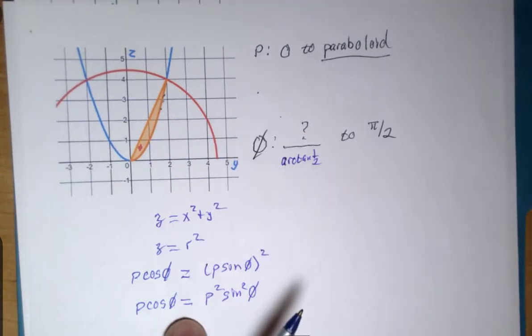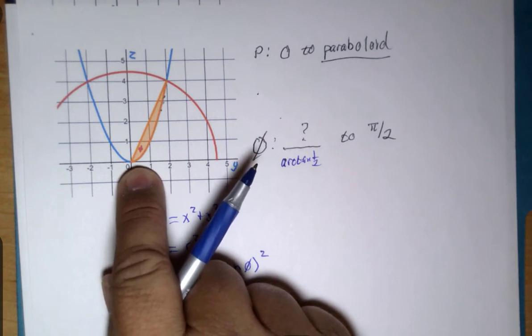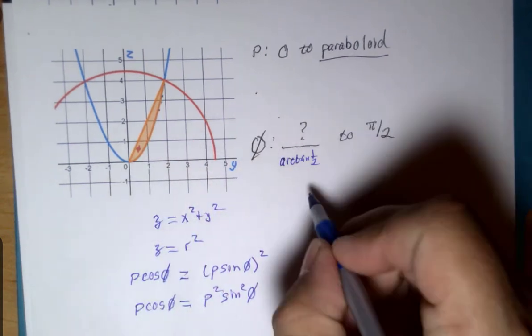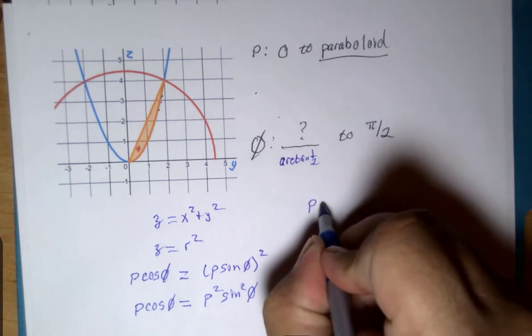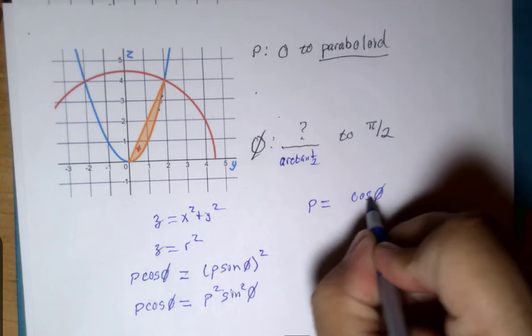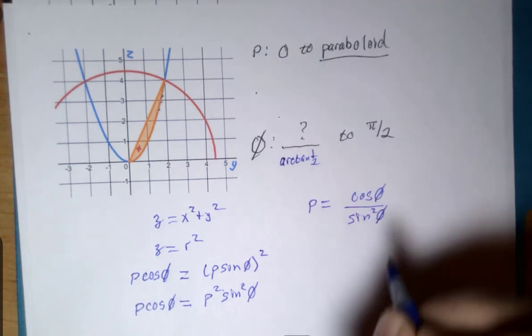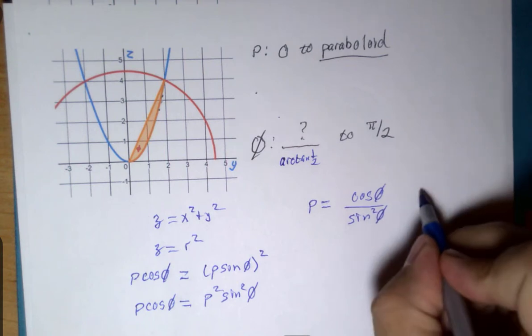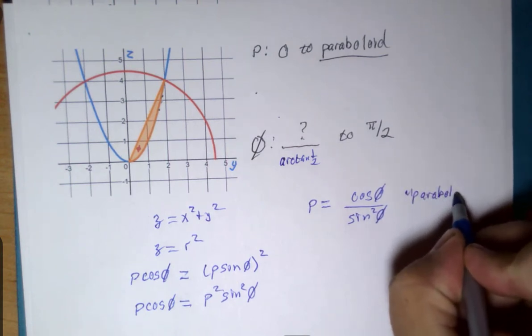Remember, if rho were to be equal to 0, we'd be looking at the origin only. So we're not going to be breaking any math rules by dividing both sides by rho. We're going to end up with rho is equal to cosine of phi over sine squared of phi, and it turns out that this is the paraboloid.